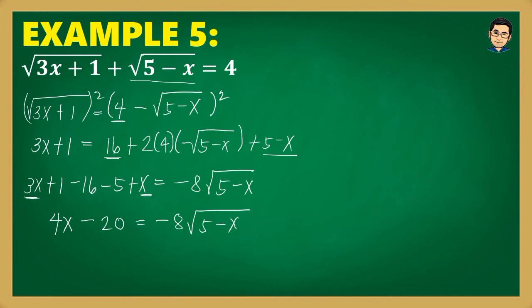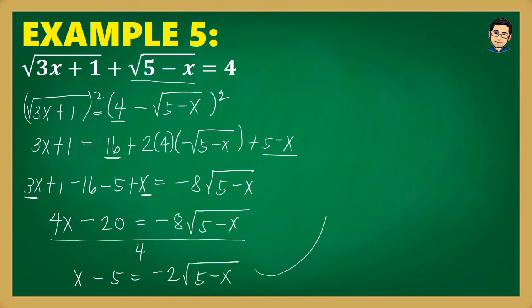And then, since negative 20 is divisible by 4, we divide the equation by 4. So, it becomes x minus 5 is equal to negative 2 square root of 5 minus x. The equation we got, x minus 5 is equal to negative 2 square root of 5 minus x, still has a radical symbol. So, it is still a radical equation. So, we square both sides again.